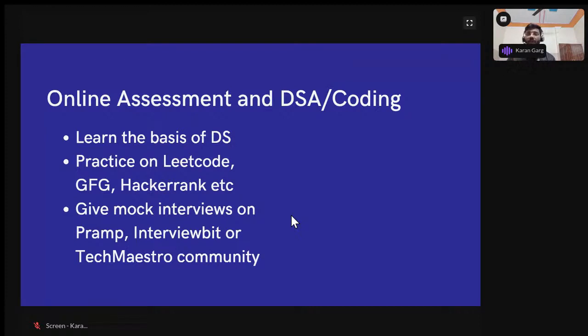I personally prefer LeetCode a lot because I like the platform, and it provides a lot of other things as well, like discussion and everything. So I really like LeetCode, so I use LeetCode a lot.